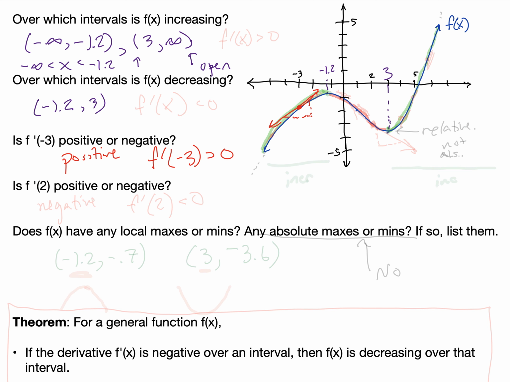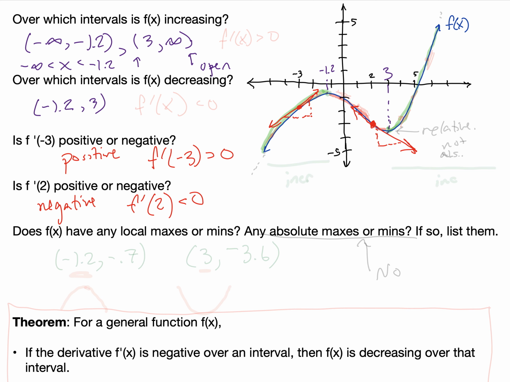Is f prime of positive 2 positive or negative? So we're looking again at the slope of the tangent line to the curve at that point. We're drawing the tangent line at that point, and we see that the slope is negative. When we go to the right in x, we are going down in y. And so this is negative, and f prime of positive 2 is less than 0.